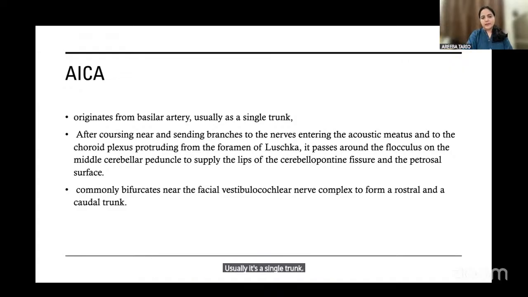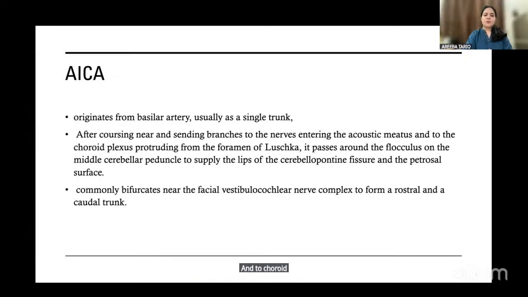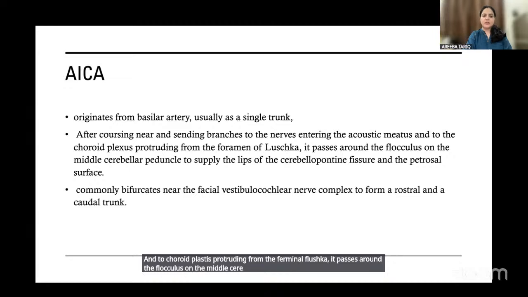After coursing near and sending branches to the nerve entering the acoustic meatus, we know by now that the ICA is a branch of the middle complex. And to the choroid plexus protruding from the foramina, it passes around the flocculus on the middle cerebellar peduncle to supply the lips of the cerebellopontine fissure and petrosal surface.